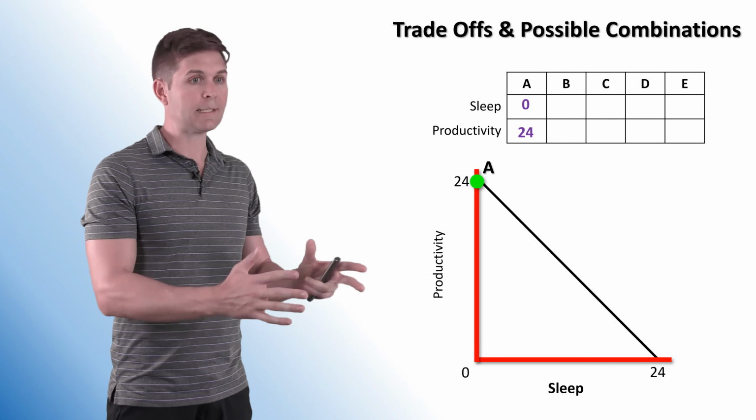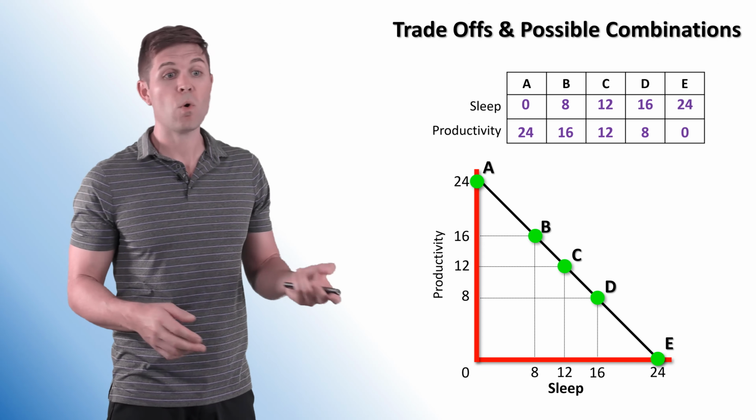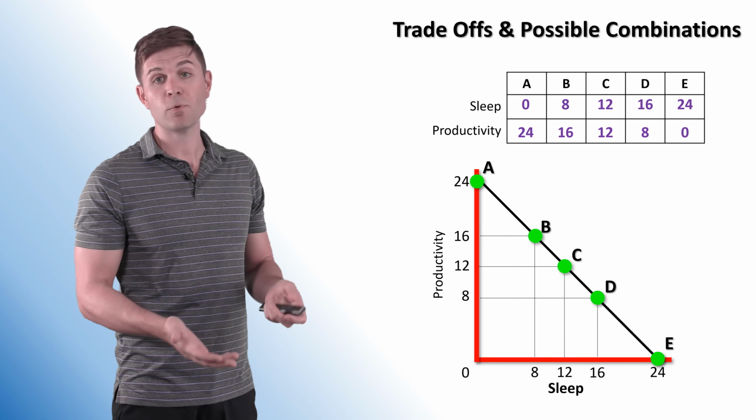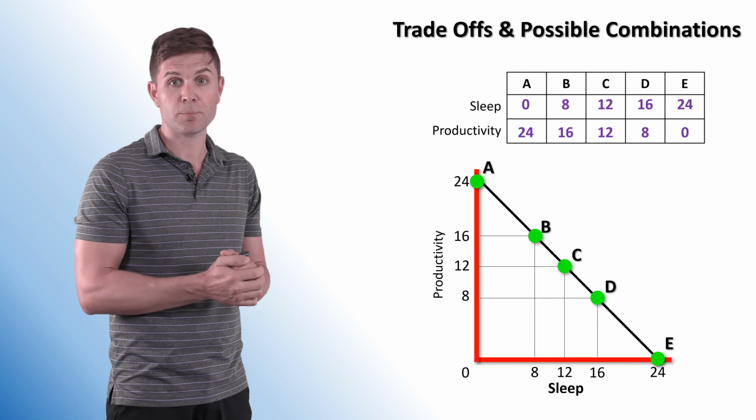Now we move forward a little bit. Different trade-off we can make. Point B, 16 hours worth of productivity, 8 hours of sleep. We could get a little bit more sleep by going 12 hours of productivity and 12 hours of sleep. Take it up a notch, 8 hours of productivity, 16 hours of sleep, or all the way to the other end, 24 hours of sleep and 0 hours of productivity.